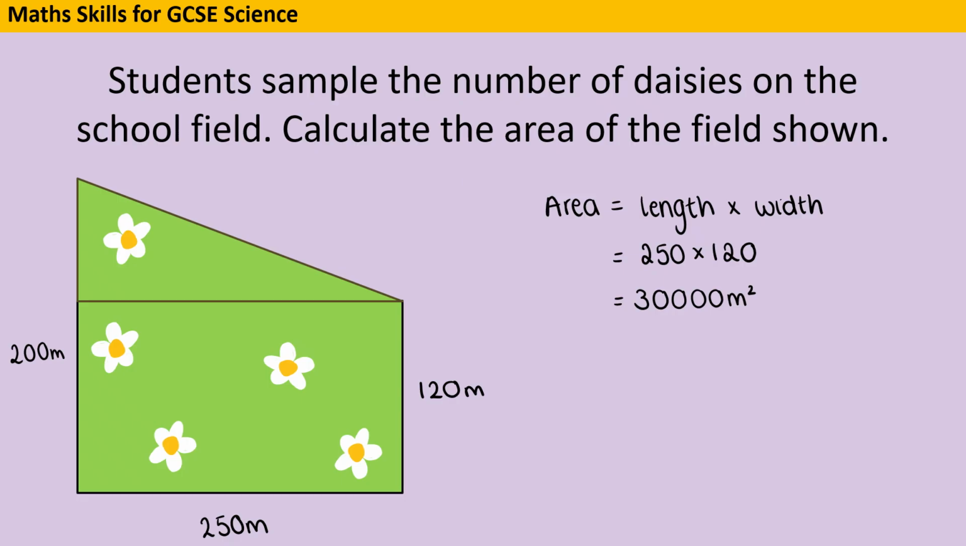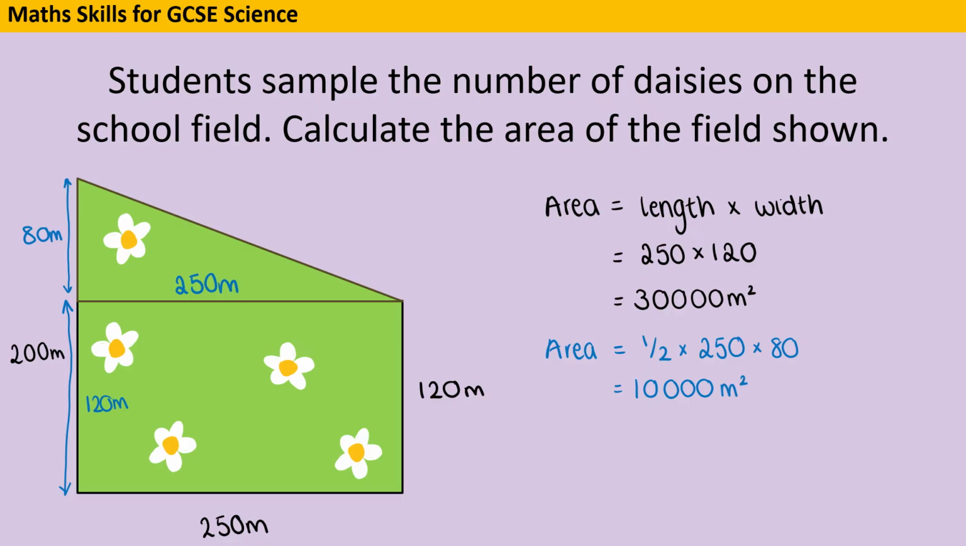Now, looking at this, I can see that the base of the triangle that I've got is also going to be 250 metres. And then since I know that the height of the rectangle is 120 metres, I can split up this longer side here into 120 metres, that is the same, and then also a further 80 metres. So that means that the area of my triangle is going to be found by doing half times 250 times 80, which gives me a total of 10,000 metres squared. And if I add those two together, then I get 40,000 metres squared as my area for the whole field.